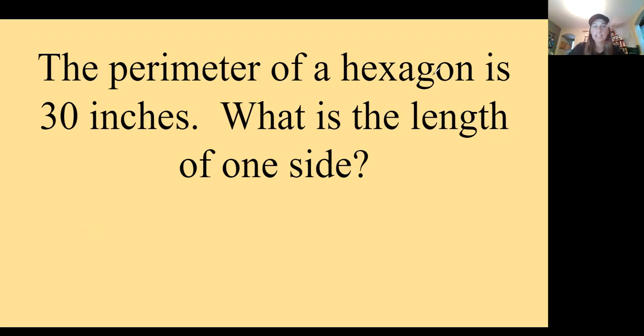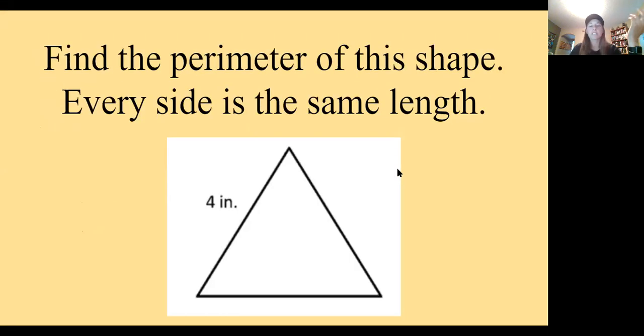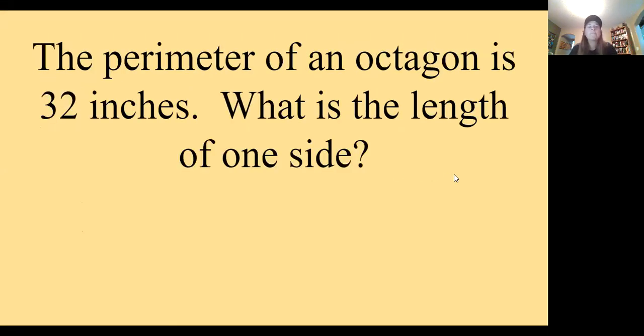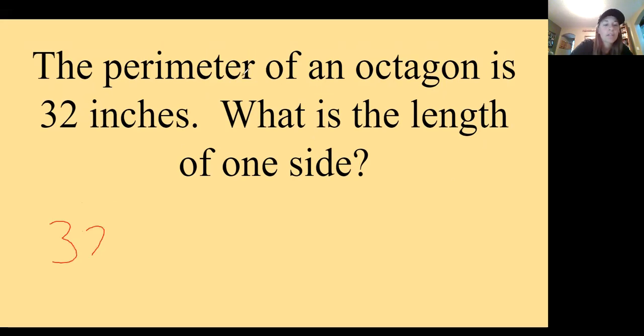All right, we're going to do one more like this. It's very similar, except instead of a hexagon, we're doing an octagon. The perimeter of an octagon is 32 inches. What's the length of one side? Do you know how many sides an octagon has? We have 32 divided by 8, and that means the length of one side is 32 divided by 8, which is 4 inches.